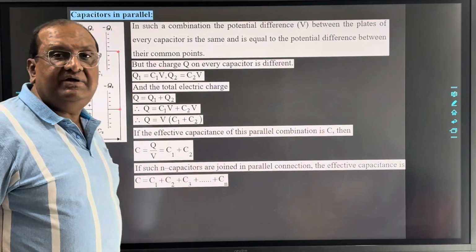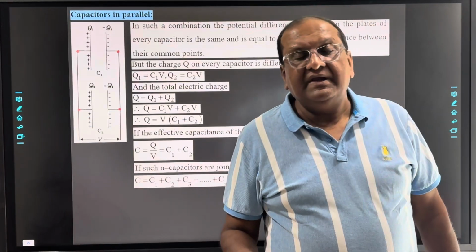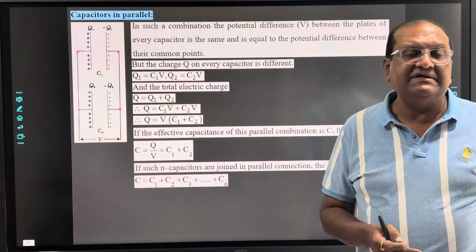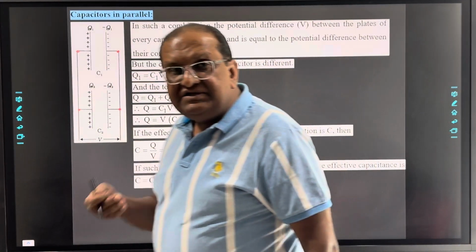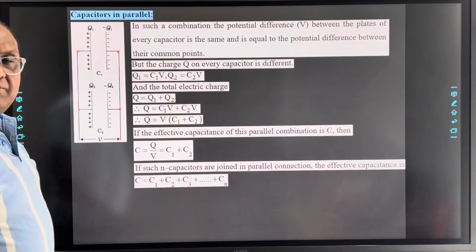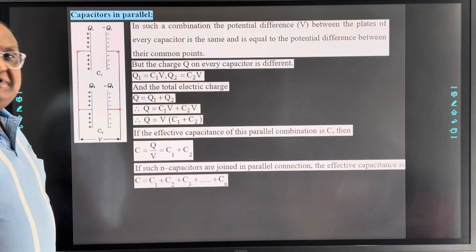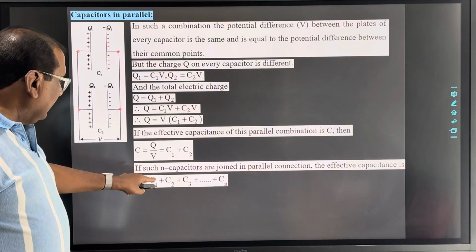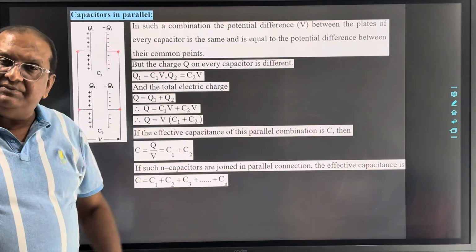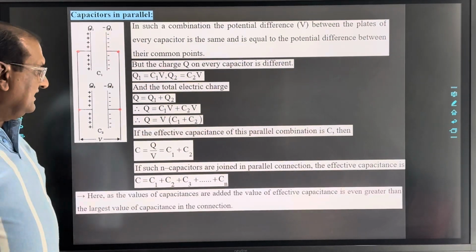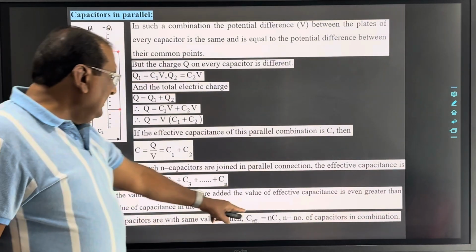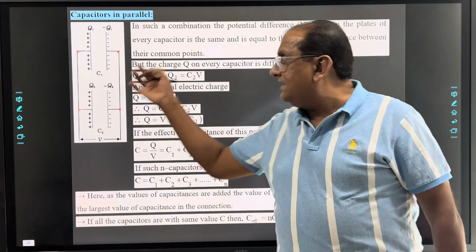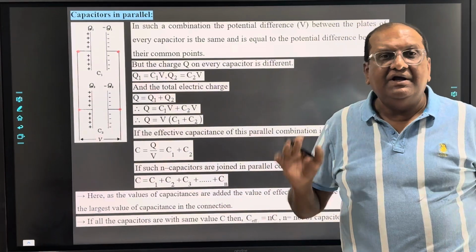So from this equation you can say this: in parallel combination of capacitors, the effective capacitance will be greater than the largest one connected in this particular combination. Suppose here we consider each capacitor with the same value. Then we can write C plus C plus C plus C up to n times. So we can write the effective capacitance will be n into C, where n is the number of capacitors in the given parallel combination. Clear to all of you?